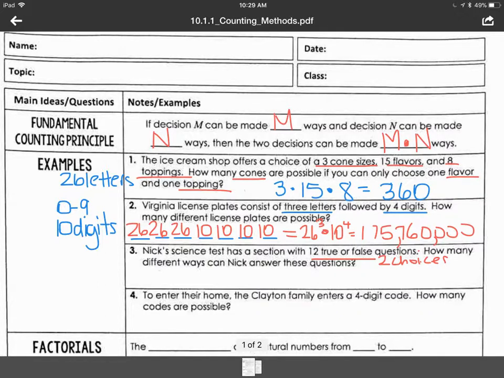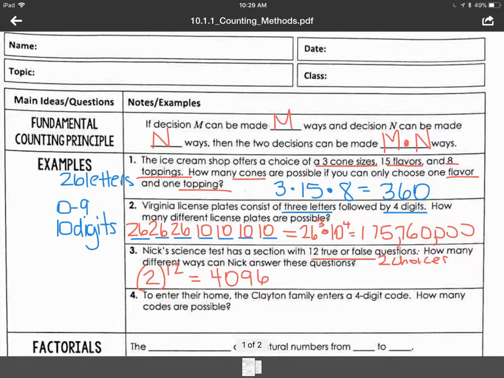So he has 12 different questions. So he's going to have to make 2 choices 12 times. It would be 2 choices for question 1, 2 choices for question 2, 2 choices for question 3. So there would be 12 twos for us to write down together. The short way would be 2 to the 12th power. 2 times itself 12 times, 4,096.